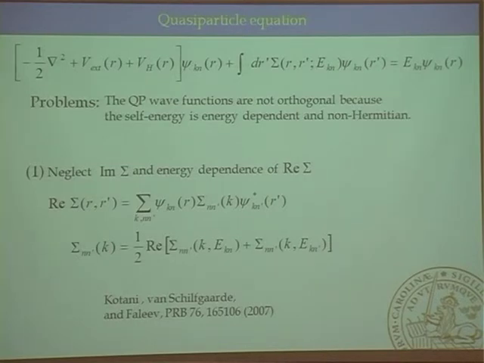So the idea is to use this approximate self-energy here and solve the quasi-particle equation. So we get a new set of wave functions and energies. And from this, you can calculate a new Green's function, calculate a new screened interaction, and get a new self-energy. And then use this again, until you get self-consistency.